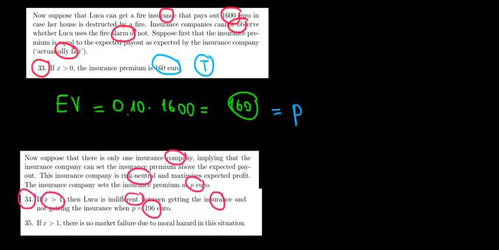In question 34, if X is greater than 1, then Luca is indifferent between getting the insurance and not getting the insurance when that premium is equal to 196 euros. What we saw before is that the actuarially fair premium of the insurance would be 160 euros. But now, because there's only this one insurance company on the market, it has more market power, so it can charge above it. It can charge even 196 euros. We want to see whether Luca would be indifferent between paying the 196 and not having the insurance.